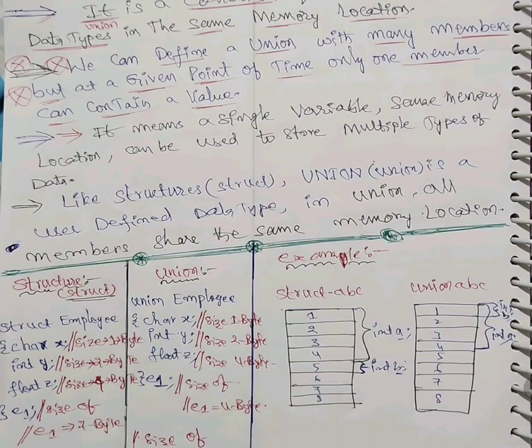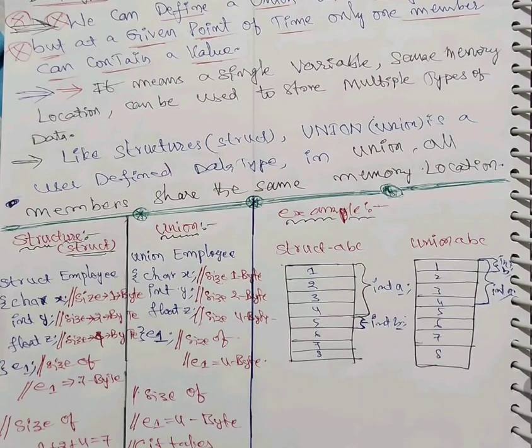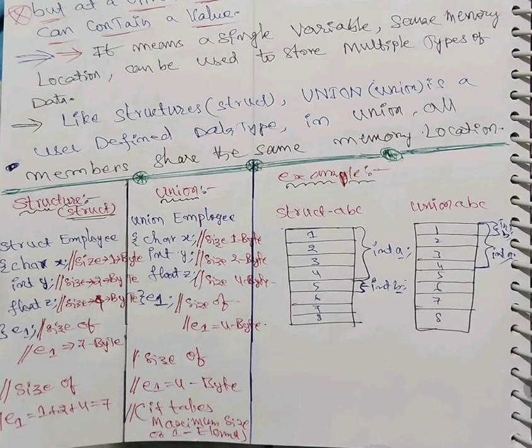It means a single variable, the same memory location, can be used to store multiple types of data like structures. Struct, within brackets, union is a keyword, a user defined data type. In a union all members share the same memory location.